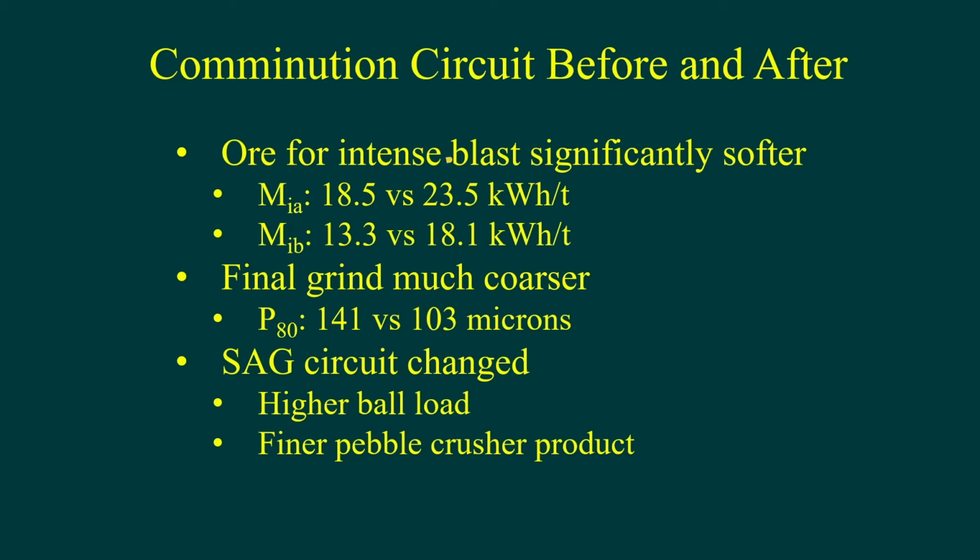of 23.5 and 18.1. On top of that, when the intense blast material was being treated, the final grind was much coarser, P80 of 141 versus 103 microns, and on top of that, the circuit was operated in a somewhat different way during the intense blast. There was a higher ball load in the SAG mill and a finer pebble crusher product, both of which would normally give higher throughputs on their own.